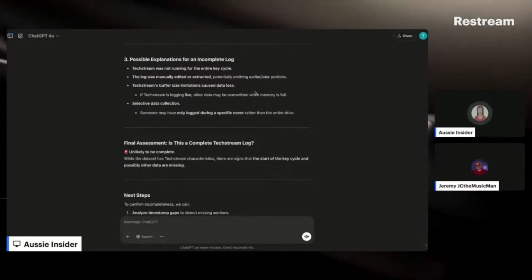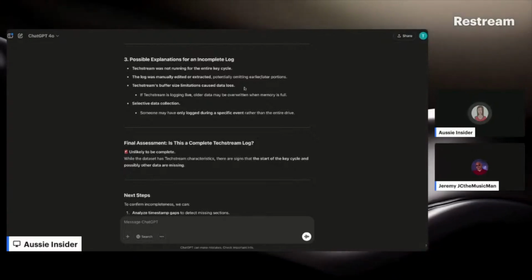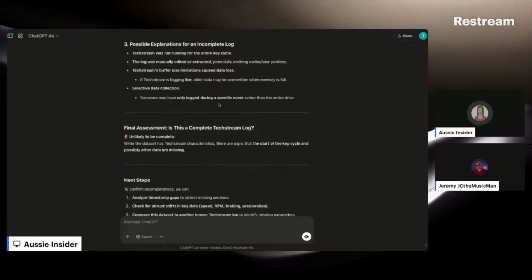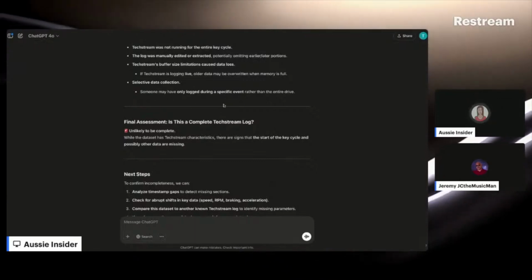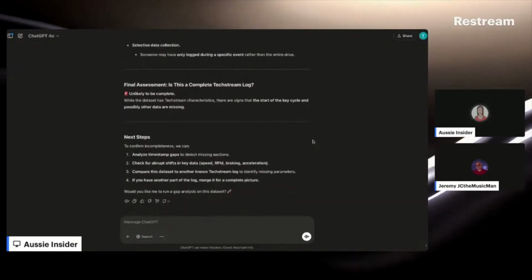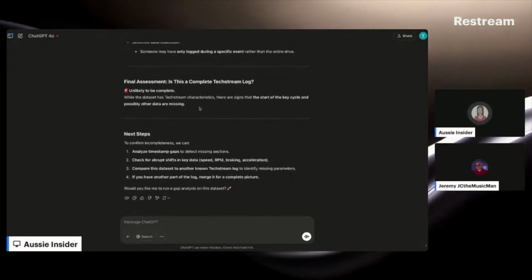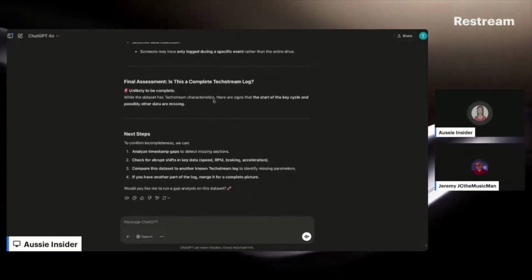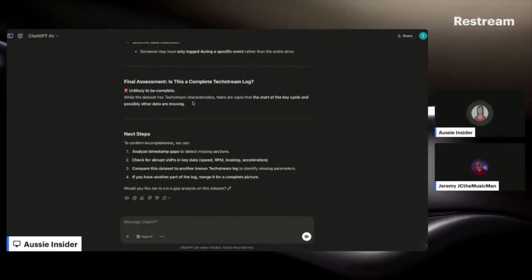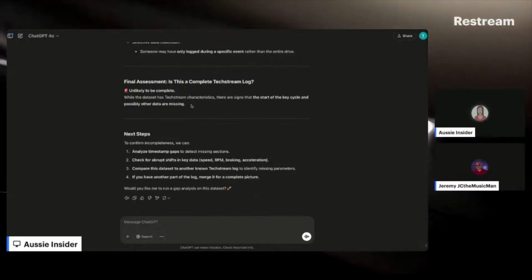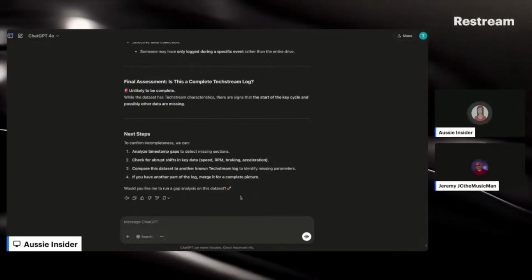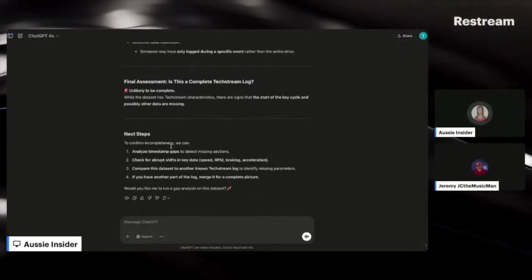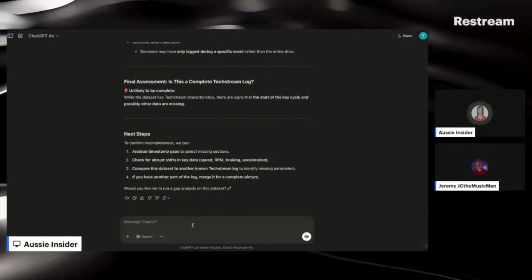Techstream buffer size limits. Yeah, I don't think there was any buffer size limits on it, but that is a possibility, I guess. And selective data collection. Final assessment, is this a complete Techstream log? Unlikely to be complete. So now I'm going to give it the second data set and ask it the same set of questions. It gives me some other things that we can do to it, but we'll come back to that.